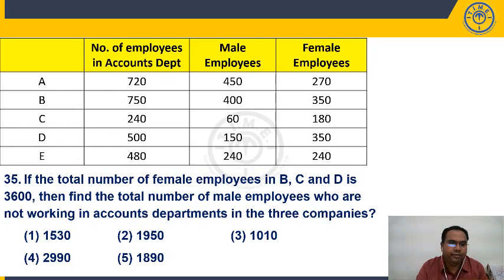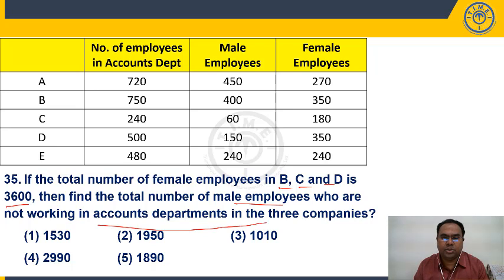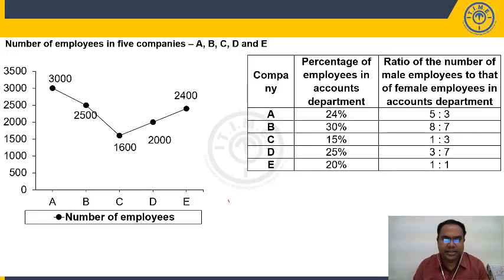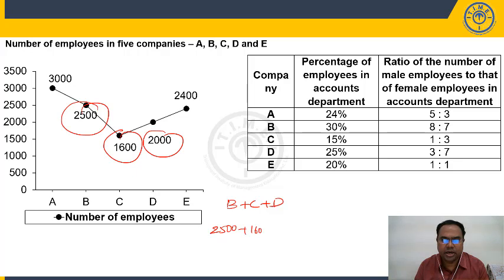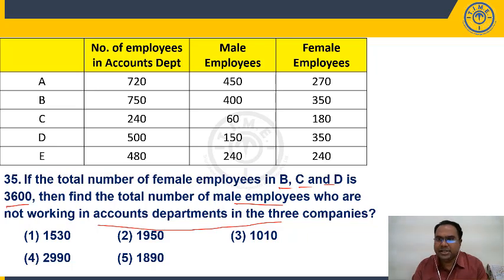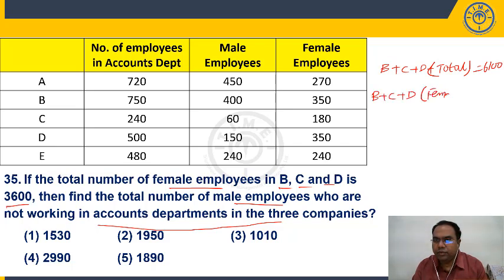Question number 35. If the total number of female employees in B, C, D is 3600, find the total number of male employees who are not working in accounts department in 3 companies. You can see here B plus C plus D, total employees 2500 plus 1600 plus 2000, total 6100, right? So B plus C plus D total is 6100. What is total female employees in this? B plus C plus D, we have females. Females is 3600.